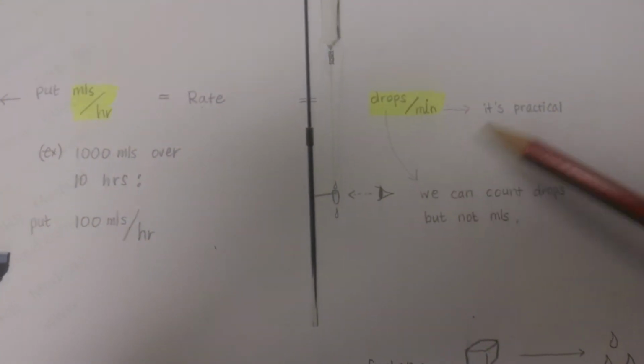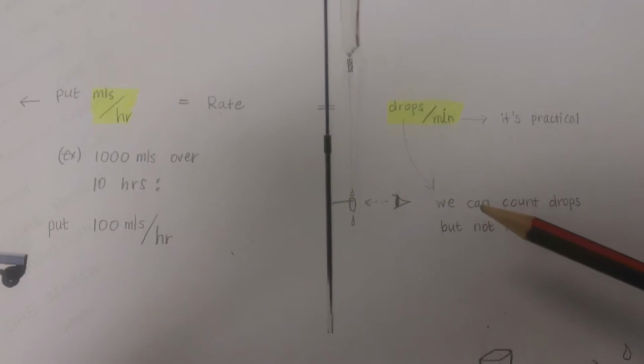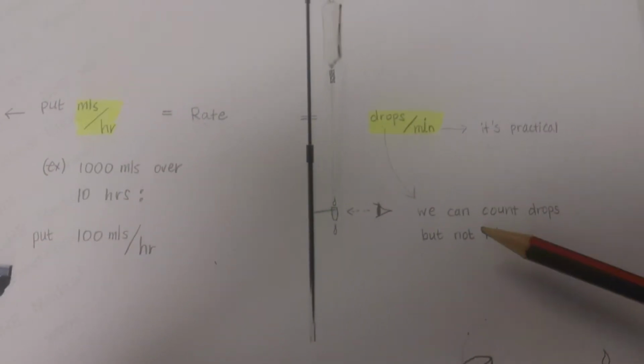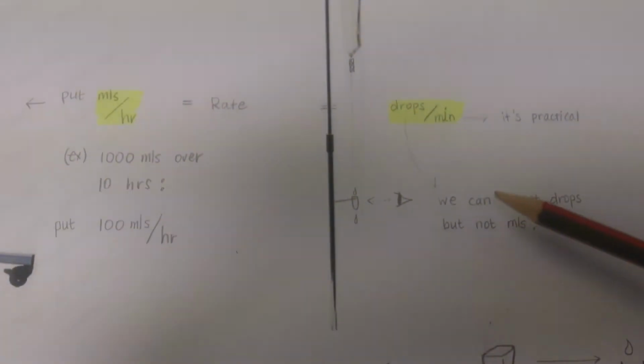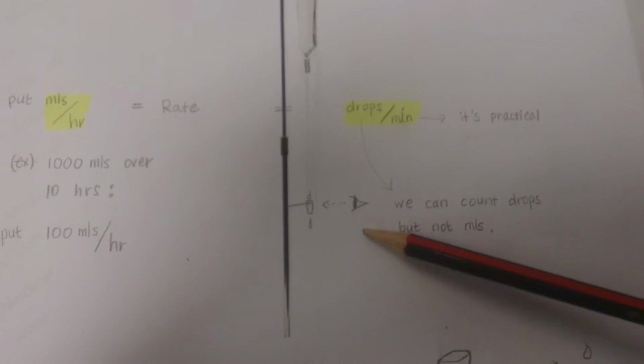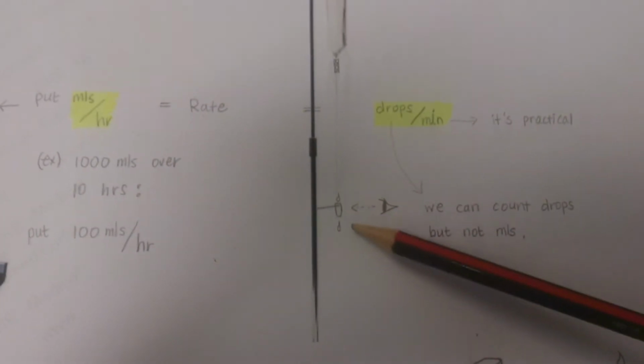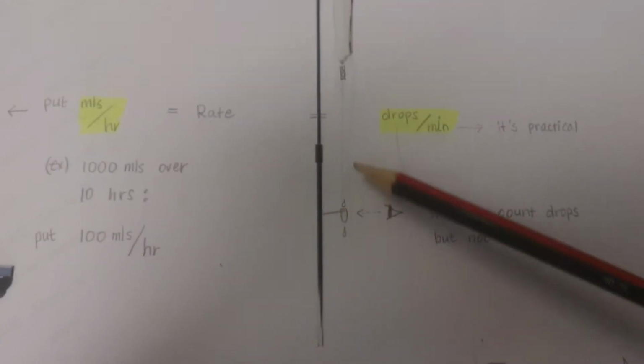So drops, we can count and quantify, and in a way we can objectively say, okay, this is 20 drops or 50 drops. So that's why we use drops per minute, because that's the only way for us to tell how much fluid is running.